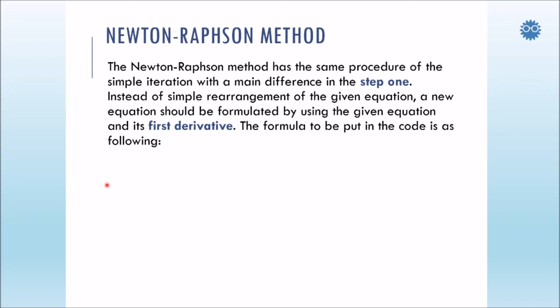What's the difference? The difference is that instead of a simple rearrangement of the given equation, a new equation should be formulated by using the given equation and its first derivative. So here we need to make a differentiation in order to get the formula of Newton-Raphson's method. So this is the formula of Newton-Raphson. This is, let's say, the simple algorithm somehow.